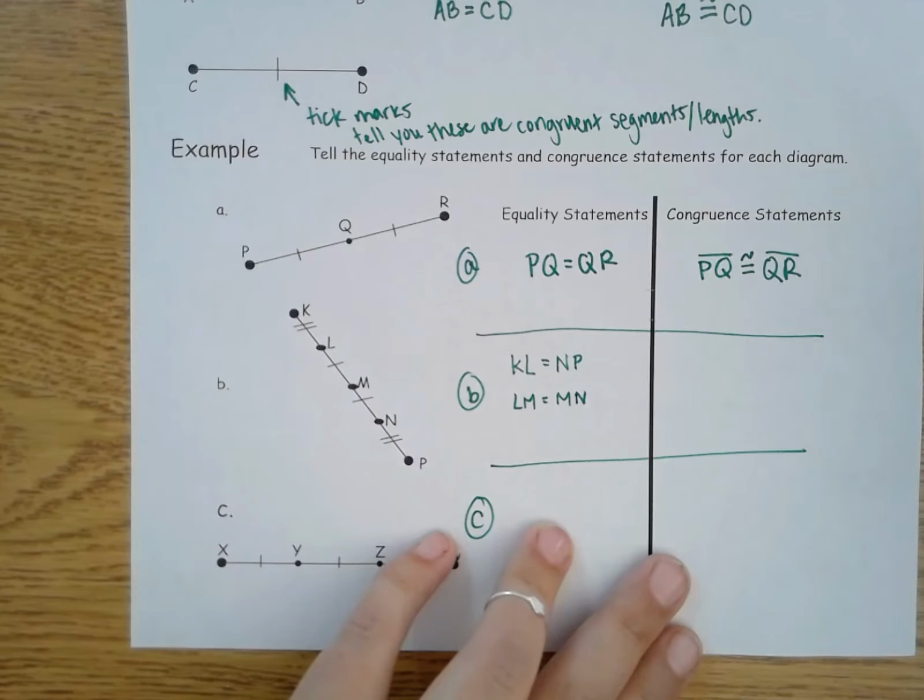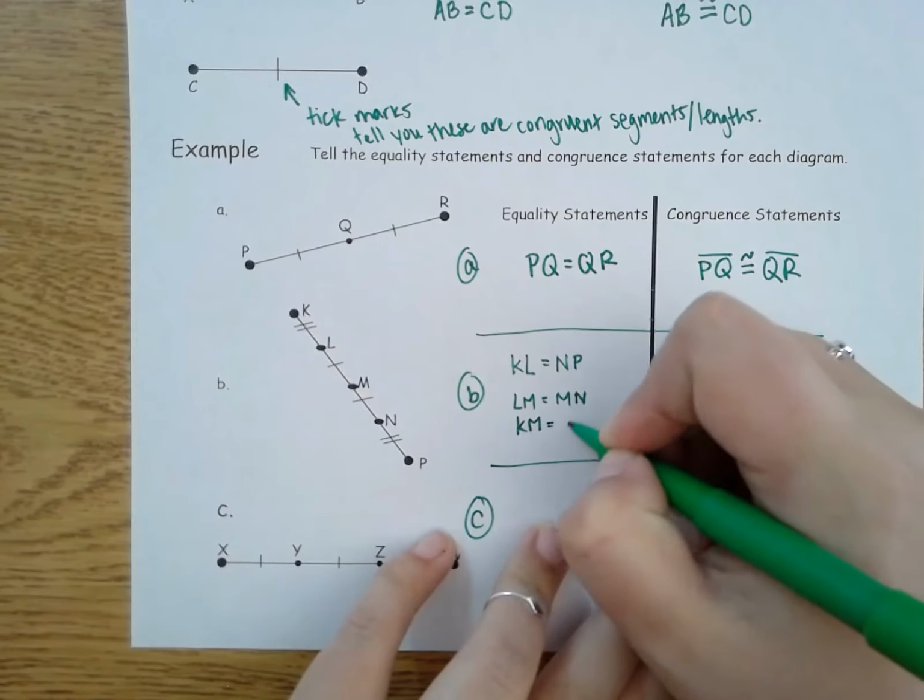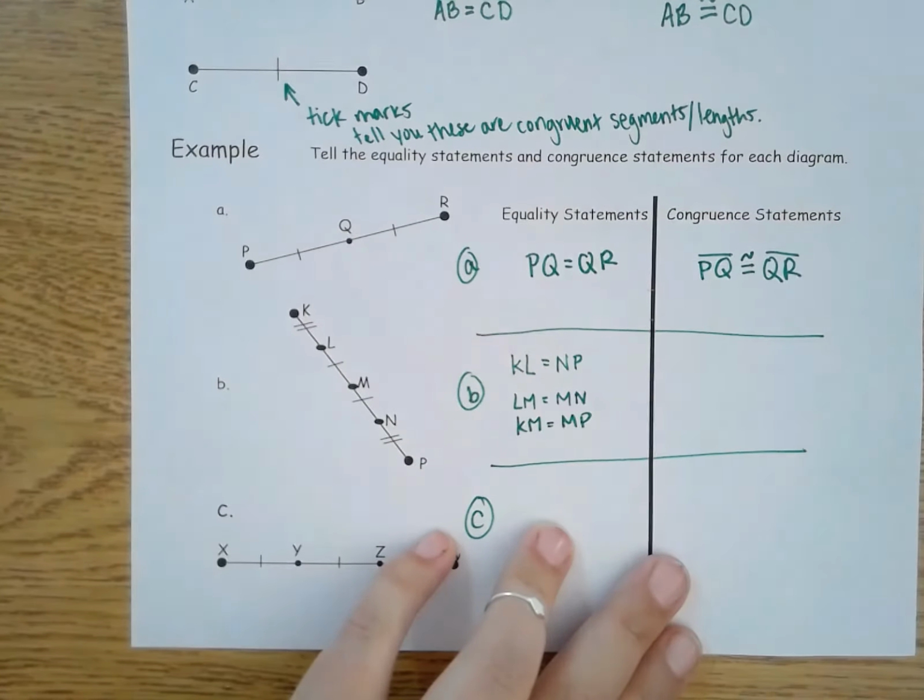Should I do KB equal to...? No, because that's the same one. But you're on the right track. Just switch it around. That means the same thing. LK and LM? No, those aren't equal because they have different numbers of tick marks. KM and MP. Yep. KM and MP. And there's one more set.